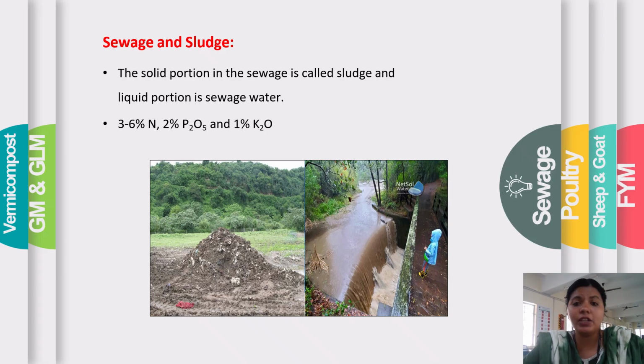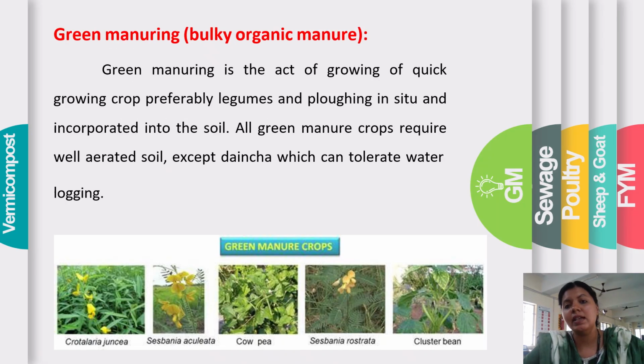The important thing to note in the usage of this sewage and sludge as manure is that we should be very cautious, because it may contain heavy metal pollutants in them, which will contaminate our field. Heavy metal contamination will occur. So properly we have to purify it. It has to undergo various purification processes, and then we can use it as manure.